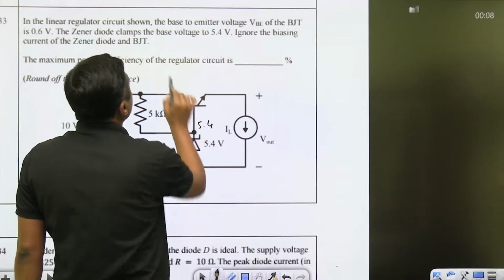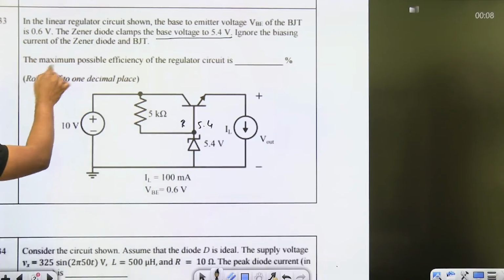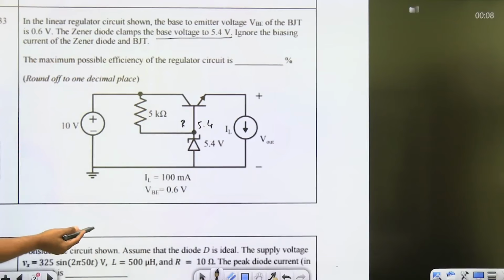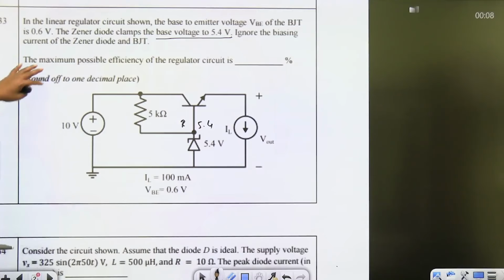Base voltage is clamped to 5.4 volt. Ignore the biasing current of the Zener diode, so there is no Zener diode current, and of the BJT. The maximum possible efficiency of the regulator circuit is, what is the maximum possible efficiency of the regulator circuit?